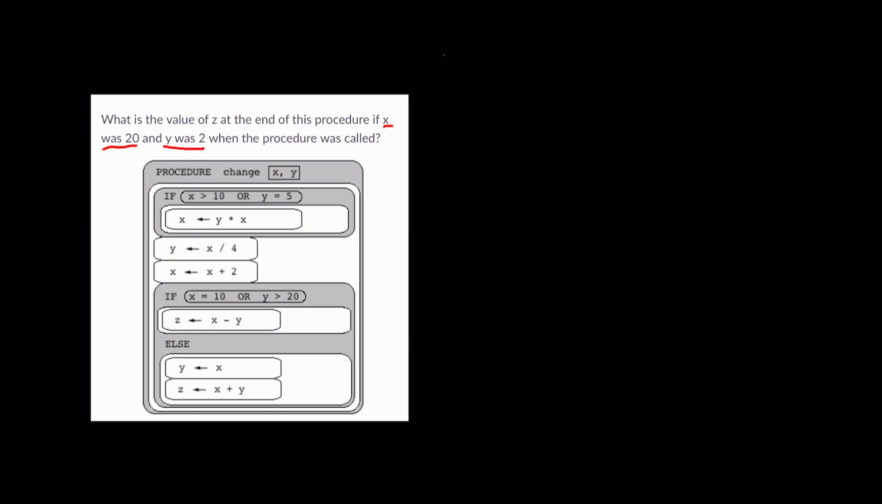So right now we have x is equal to 20 and y is equal to 2. So let's start the procedure called change xy. If x is greater than 10 or y is equal to 5, this "or" right here means that only one of these has to be true to execute this code. So, is x greater than 10? Yes, this is true. Is y equal to 5? No, this isn't true. But it will still execute because this first one was true.